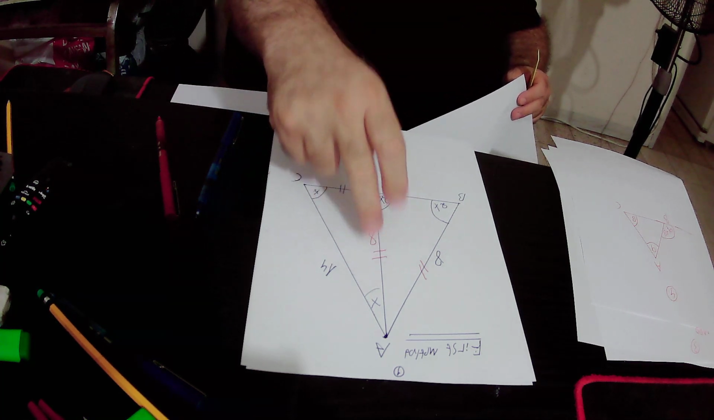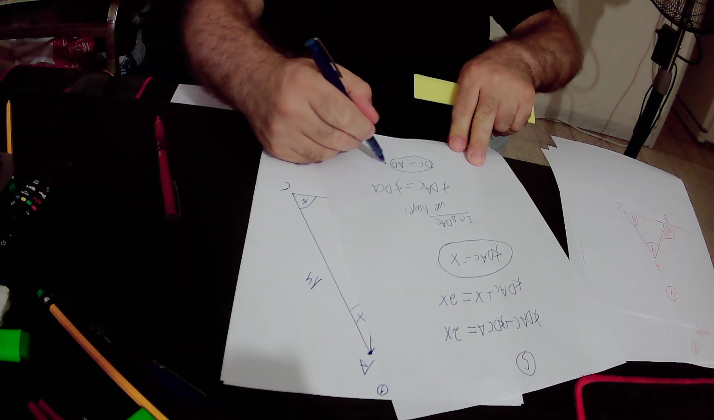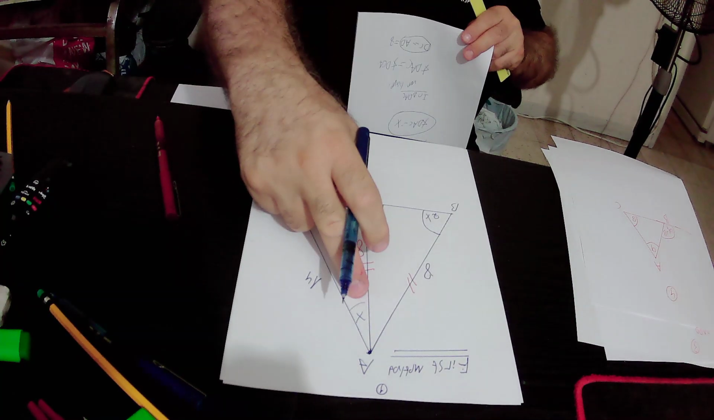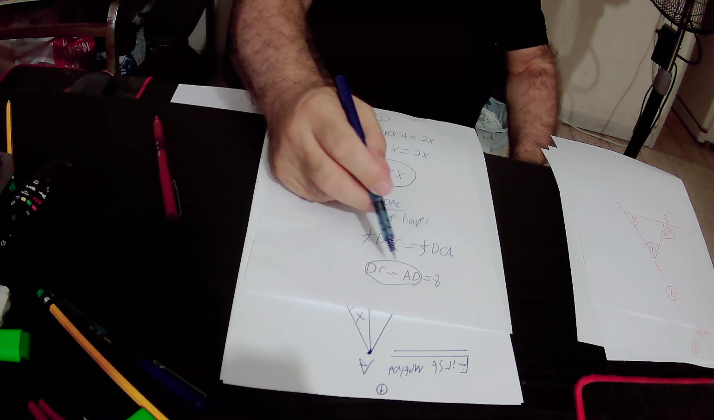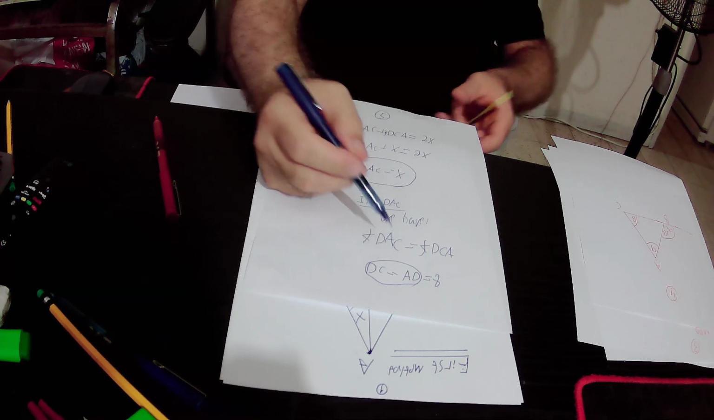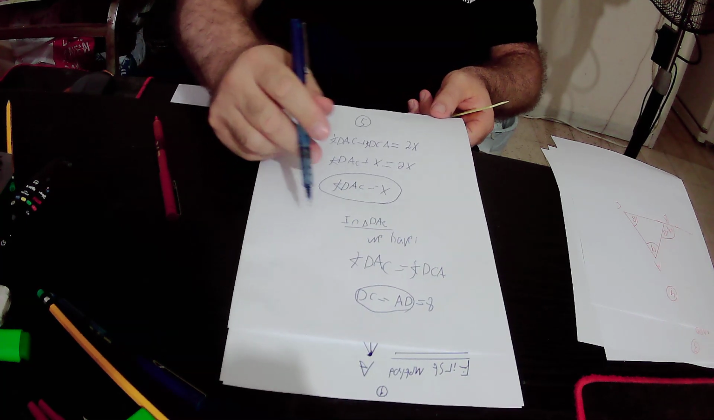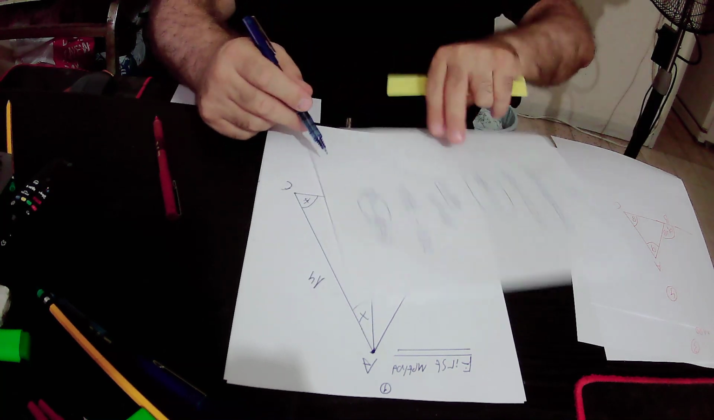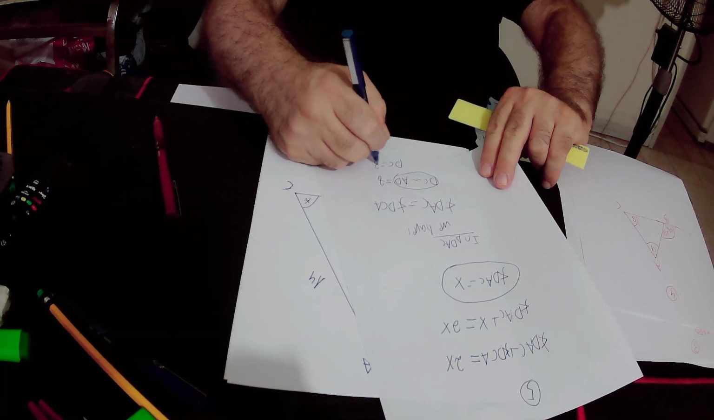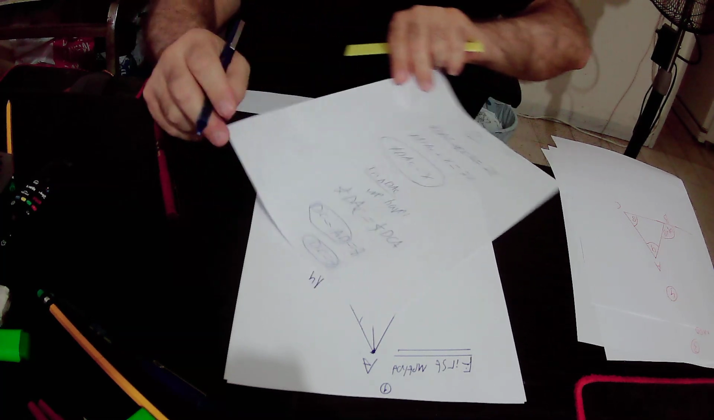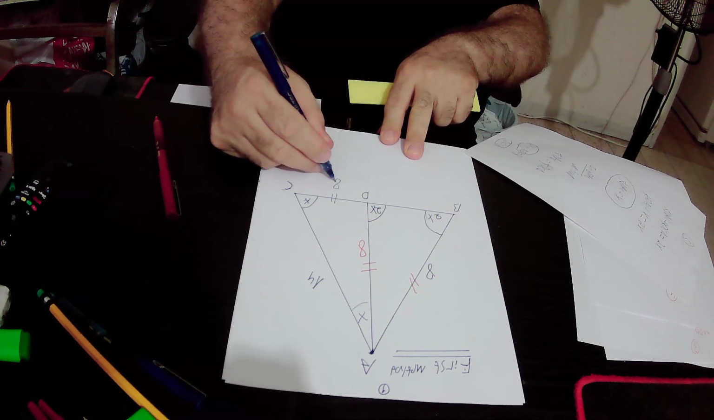But we know that AD equals 8 units. We found out that AD equals 8 units. So from this equality, DC equals AD equals 8, we can deduce that DC also equals 8 units. So here we can write that DC equals 8 units.